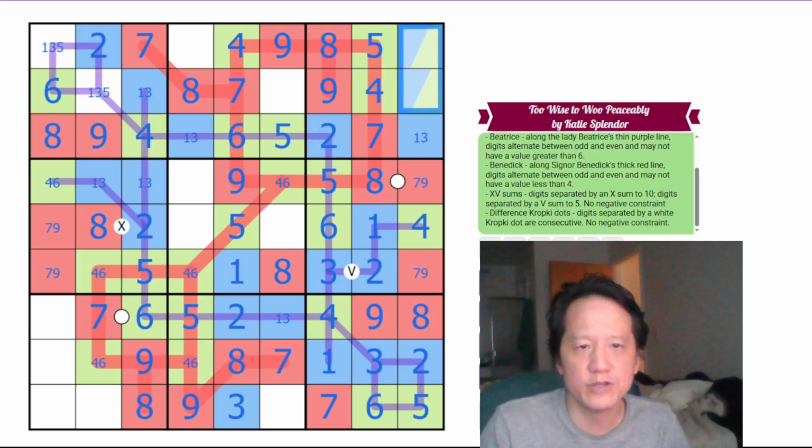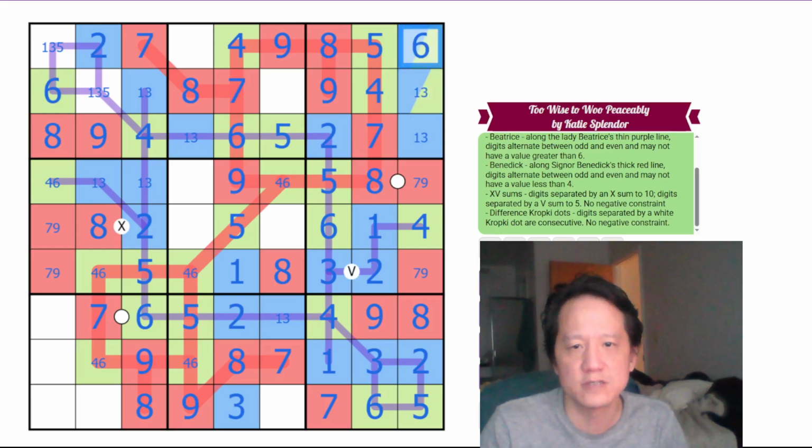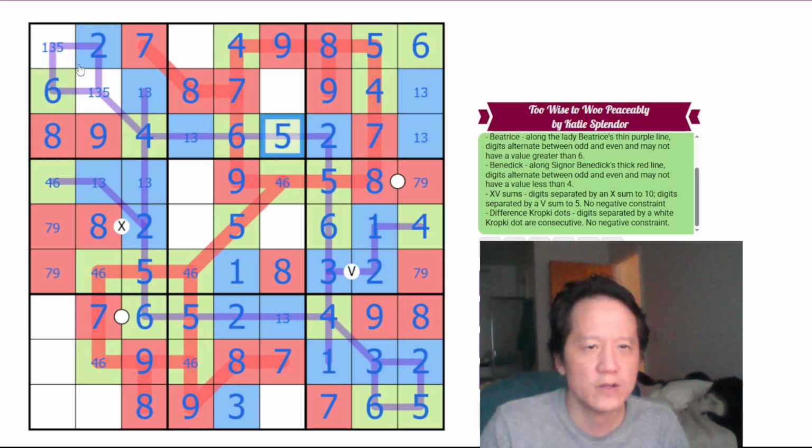This has to be a 1, 3, 6 triplet here. And this can't be 6 because of that 6, so this is 1 or 3, and this is 6, which makes this medium and this low. That means this can't be 5. This is a 1, 3 pair. This is a 1, 3 pair.